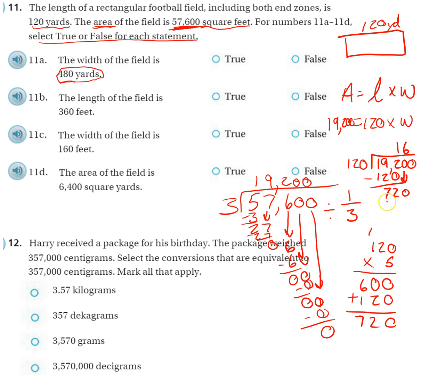So that's 5 times, and this would be the 6th time. So 6. And we already did that math. 6 times 120 is 720. Bring down my 0. Goes in 0 times. So the width is 160 yards. This says the width of the field is 480 yards. Well, we just did the math. We found out the width is 160 yards, so this is false.